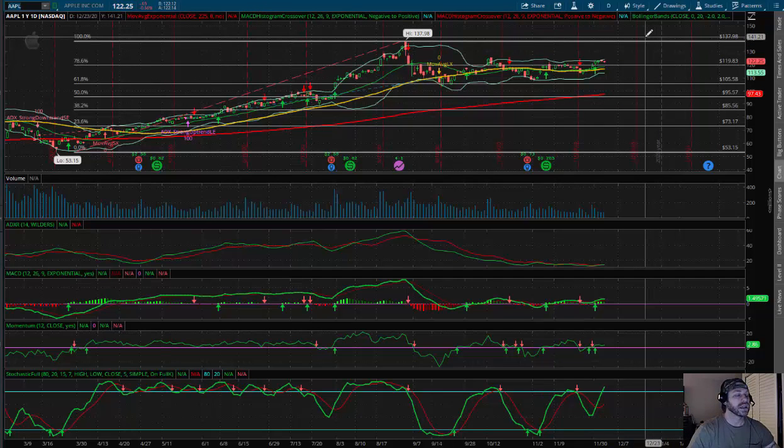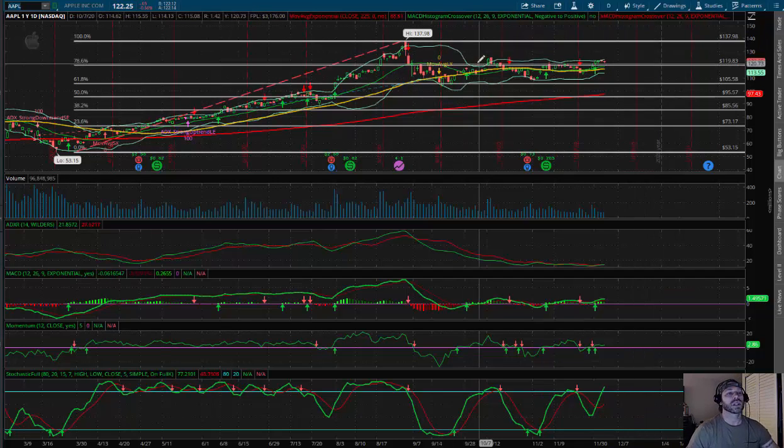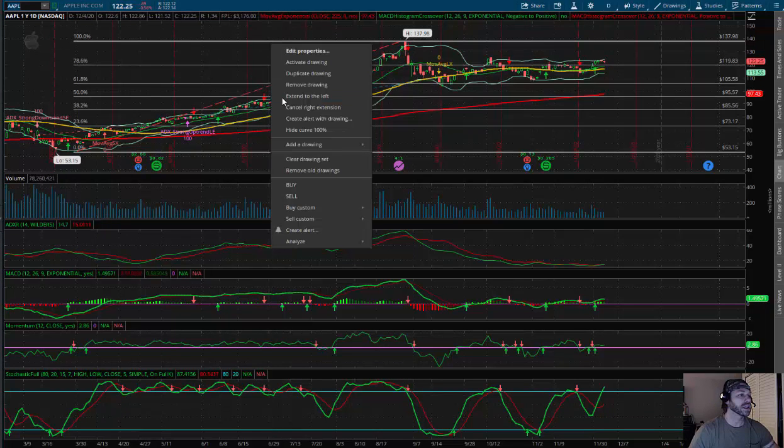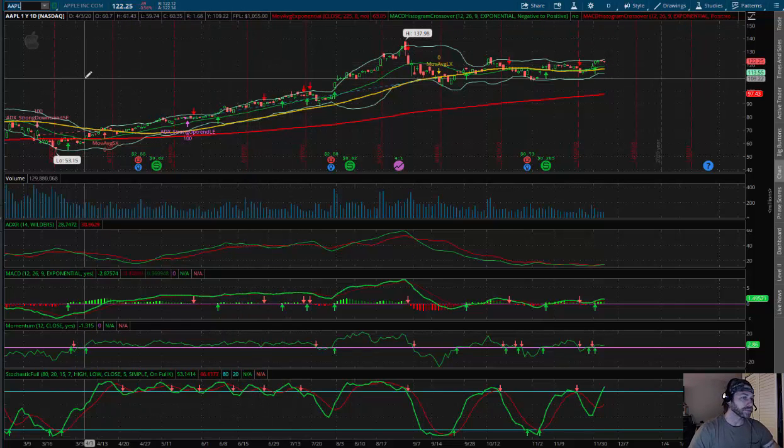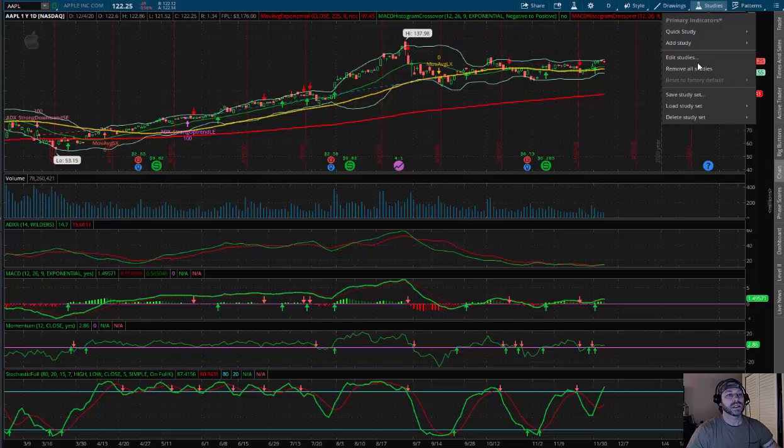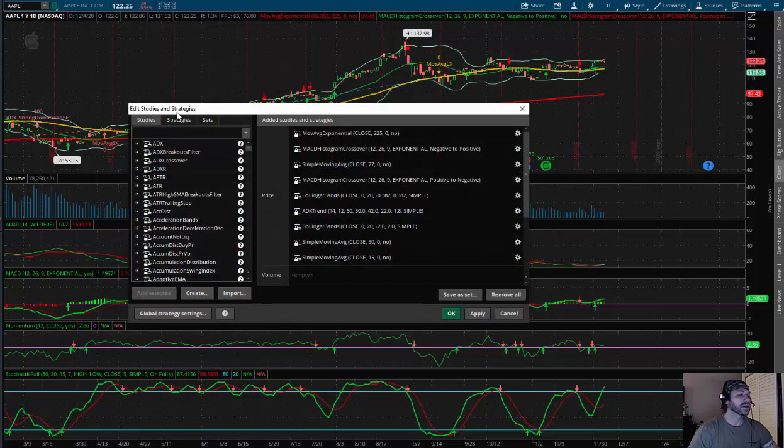So with that being said, let's tap into Apple and what we're looking at. We're currently on a daily chart. We have a Fibonacci set up on the daily chart. I'm actually going to remove it because it's not that important to me. It's just a visual. The only thing I have added, if you guys use the Thinkorswim platform, is under studies, edit studies, and then go to strategies, this ADX trend right here. I selected that, you can see it right here, and apply that.